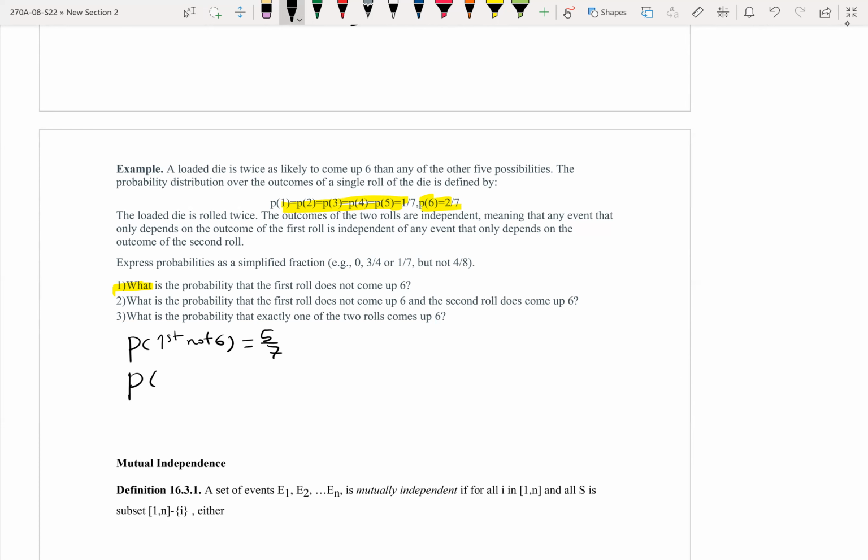And then what's the probability of the first not being 6 and the second one being 6? First not 6 is 5 out of 7. Second one, 2 out of 7. Agree? The product.